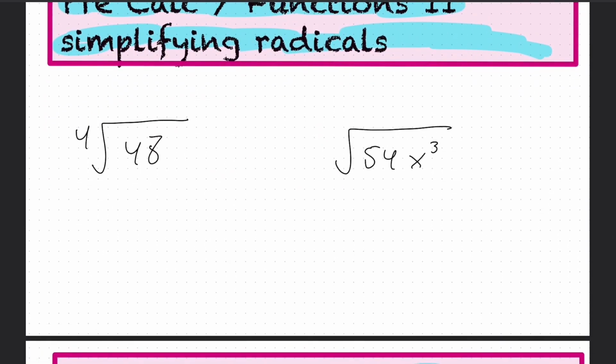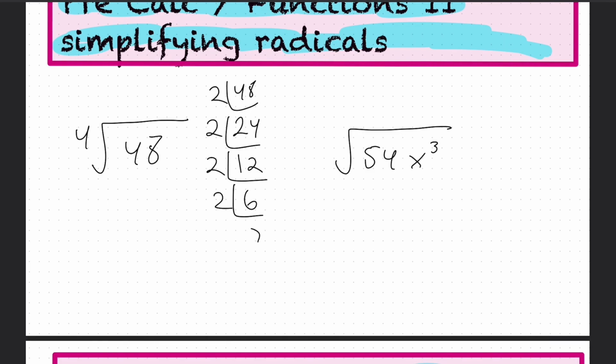Okay, try this one. Fourth root of 48, same idea. 48, break it up into its factors, and then we're looking for the fourth root. So we're going to look for groups of 4. In this case, we have one group of 4 with the 2's. So 2 comes outside. Fourth root, 3.